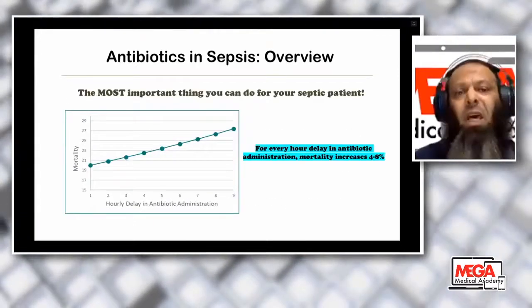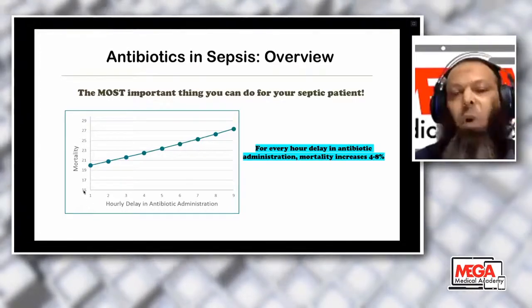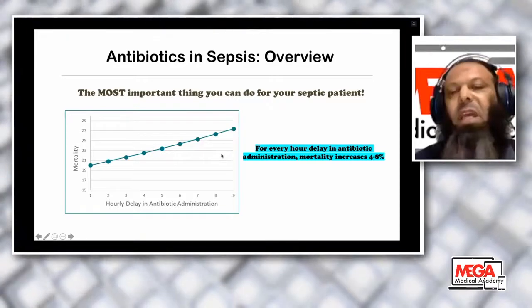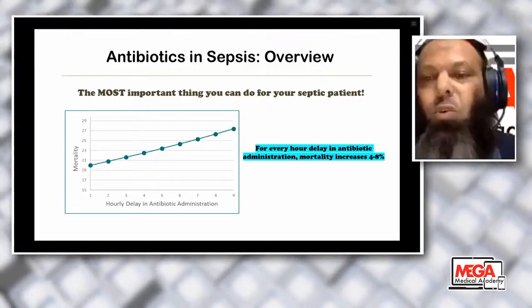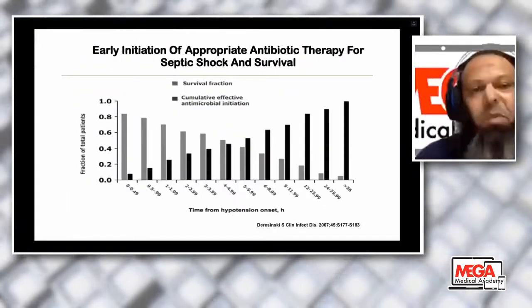And this is a graph that translates what we said, that for every 1 hour delay in antibiotics, there is an increase of mortality up to 8%. So the most important thing you can do for your septic patient is do not delay the antibiotic administration.